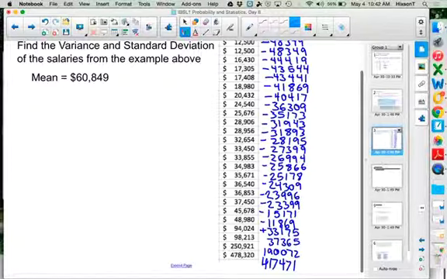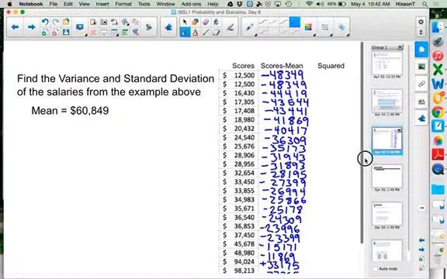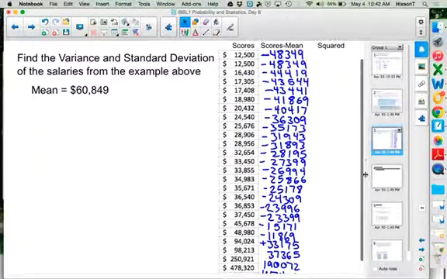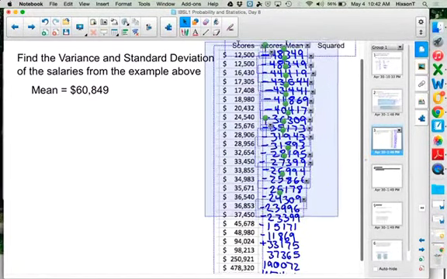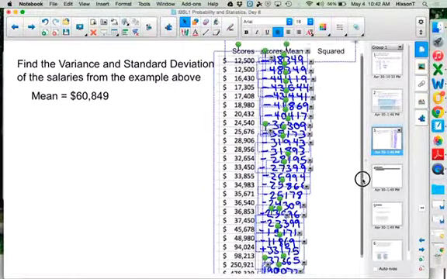So now we have all these numbers, and what do we have to do with all these numbers? Square them. We have to square them, okay? Like I said, this is a tedious process. Best done in Excel. They have a little function for it.